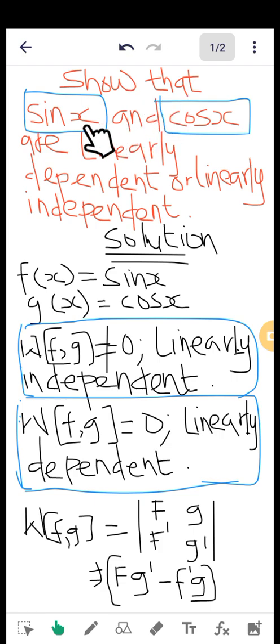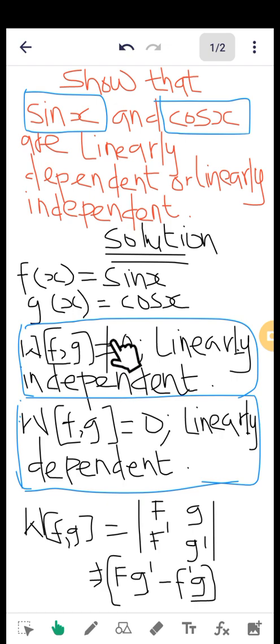So we want to show that sine x and cos x are linearly independent. I will first take my f of x, which is my first term, sine x, and my g of x will be my second term, which is cos x. Then I write my Wronskian. We use the idea of the Wronskian to determine whether two functions will be linearly dependent or not.